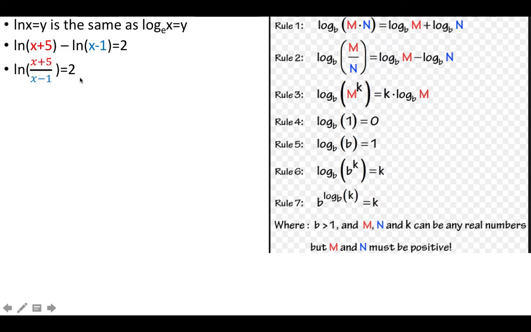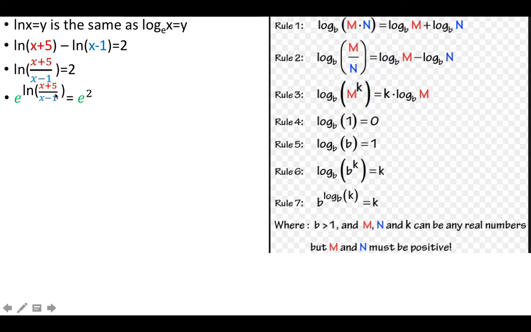Now, I've got to get rid of this natural log if I want to solve for x. The goal is to solve for x as the problem says. From here, I'm going to use Rule 7. Rule 7 says to get rid of a log, you raise it to its base power. As I mentioned before, a natural log has a base of e. That means to get rid of this natural log right here, we're going to raise both sides to the e power. Let's go ahead and do that. Great. I raise both sides to the e power.